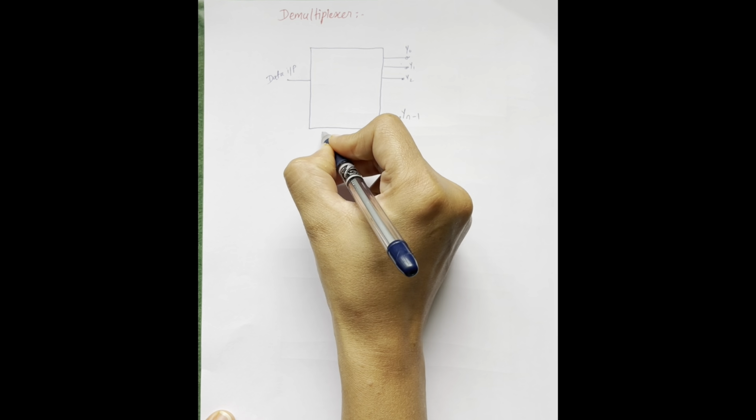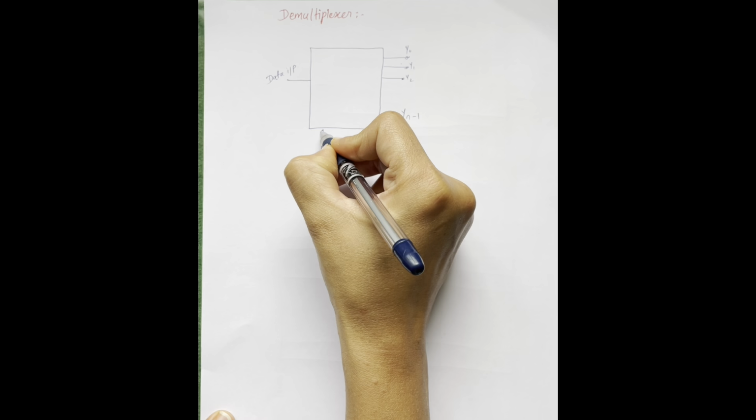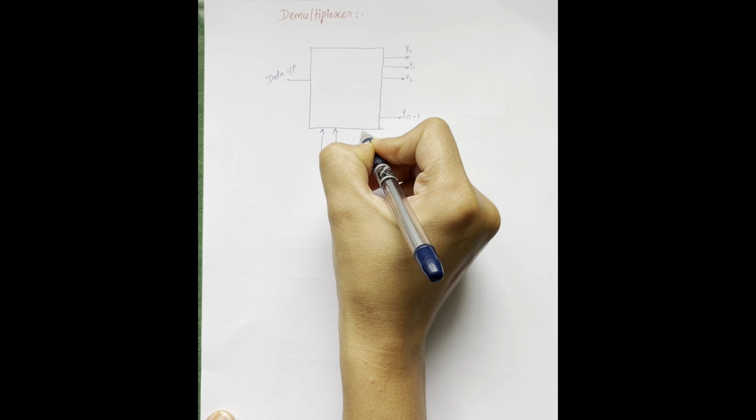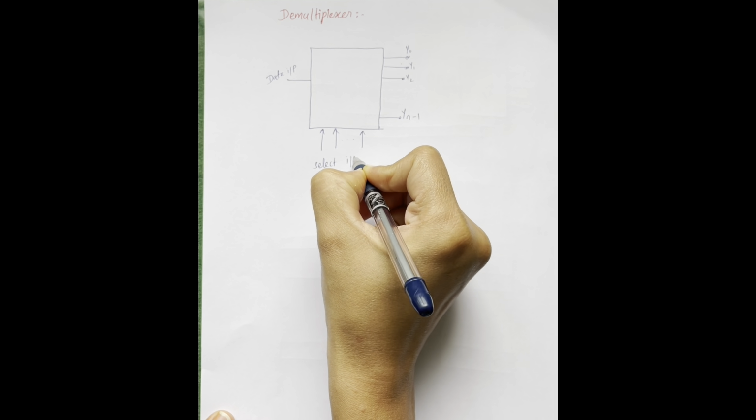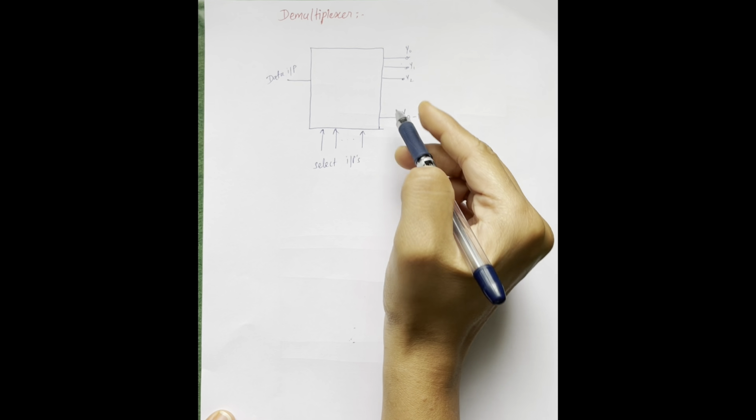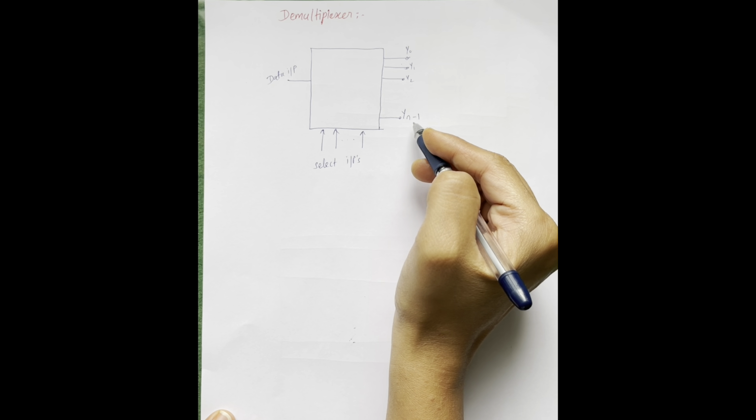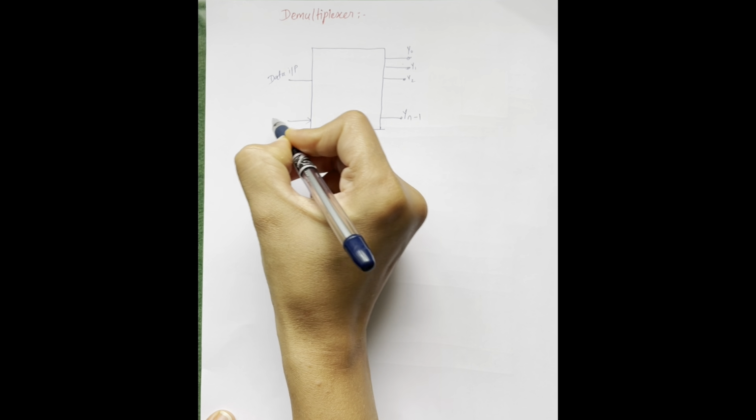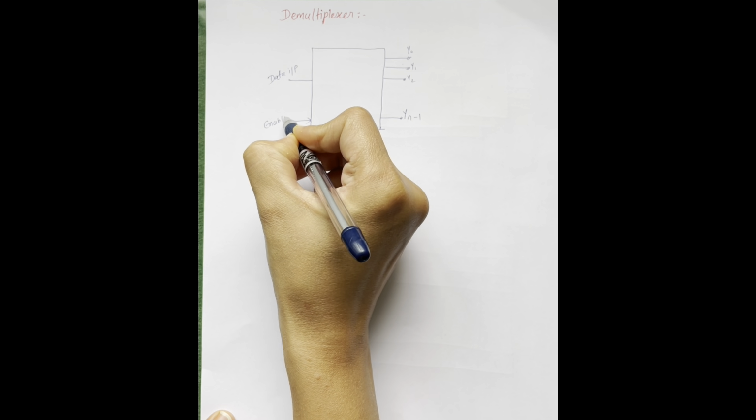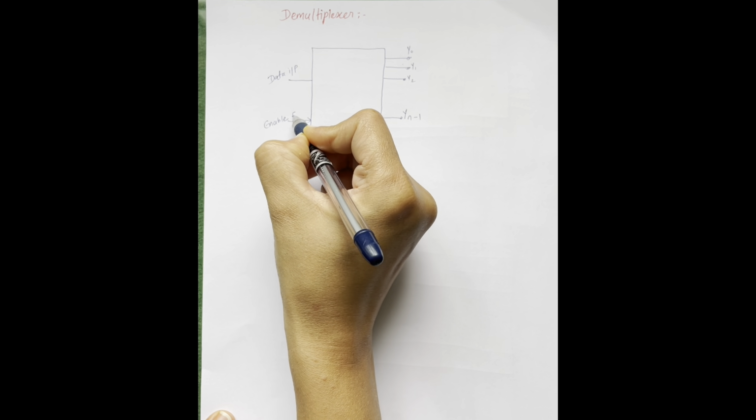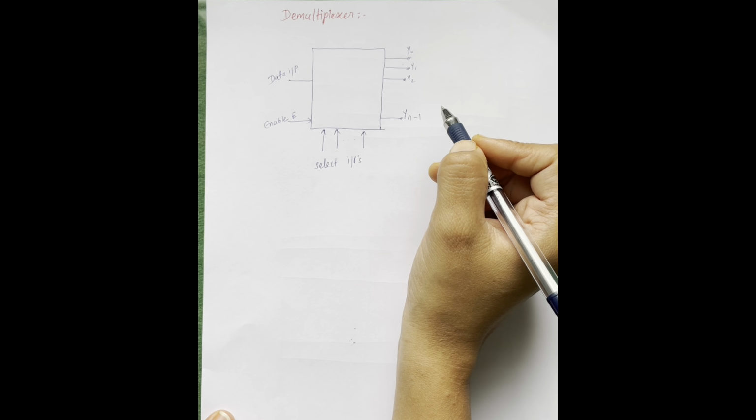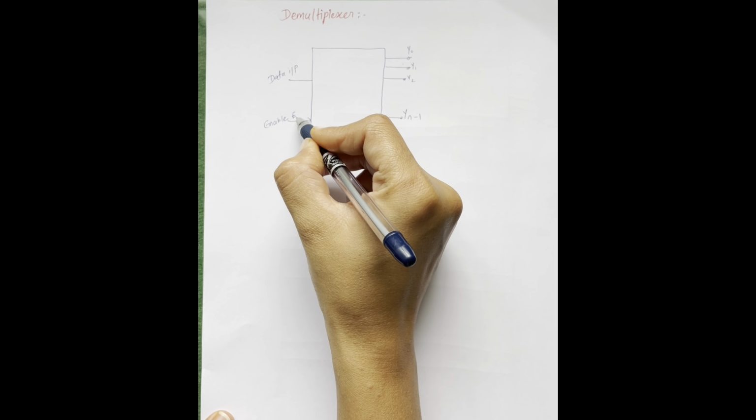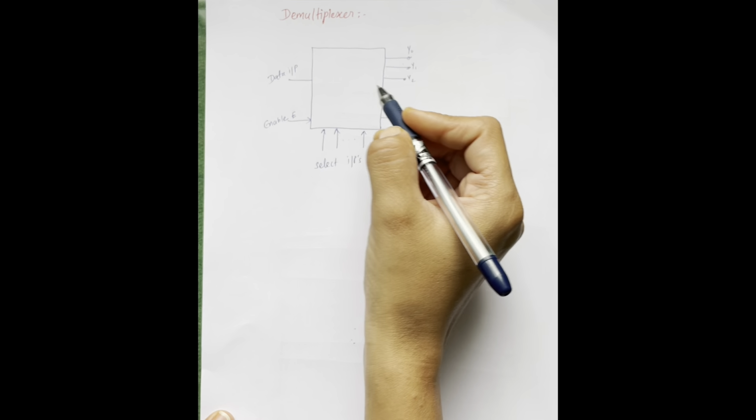There will be select lines or select inputs, we can say. These select lines or select inputs will be dependent on the number of outputs, right? Here one enable pin will be there, also represented by E or strobe. If the enable pin is active, then only your circuit will work, otherwise your circuit will not work.